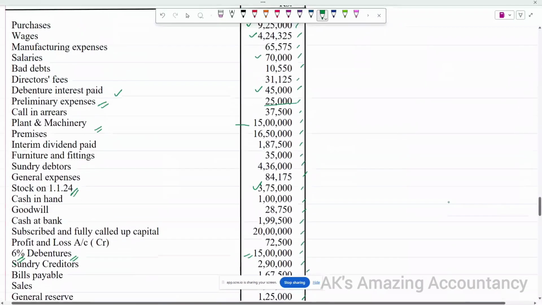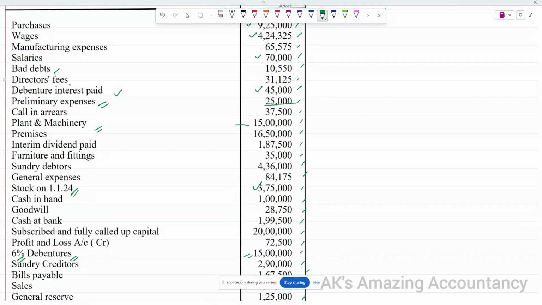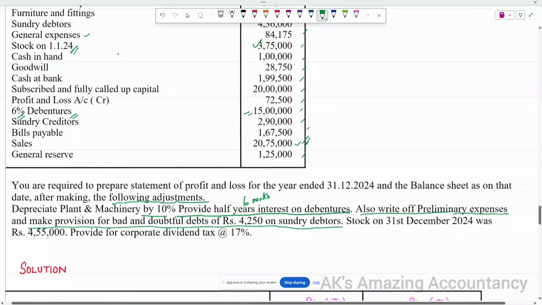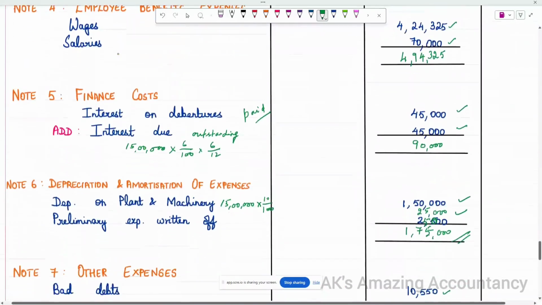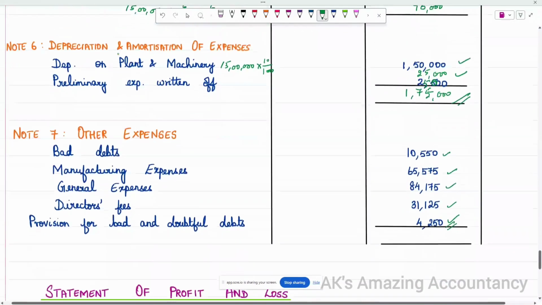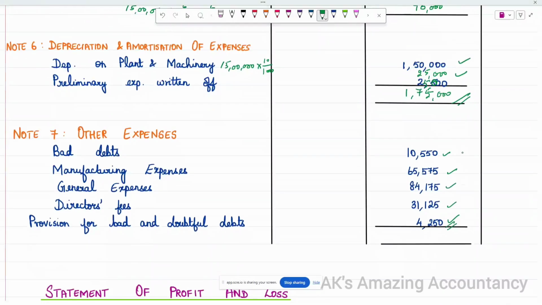So in the problem you have those items, isn't it? This bad debts, then director's fees, general expenses. All these items will come under other expenses. This manufacturing expenses. So that's what, as I told you, all those expenses which will not come under note number 3 to 6 will come under note number 7, that is other expenses. So let us find out the total of this other expenses now by adding all these amounts together.